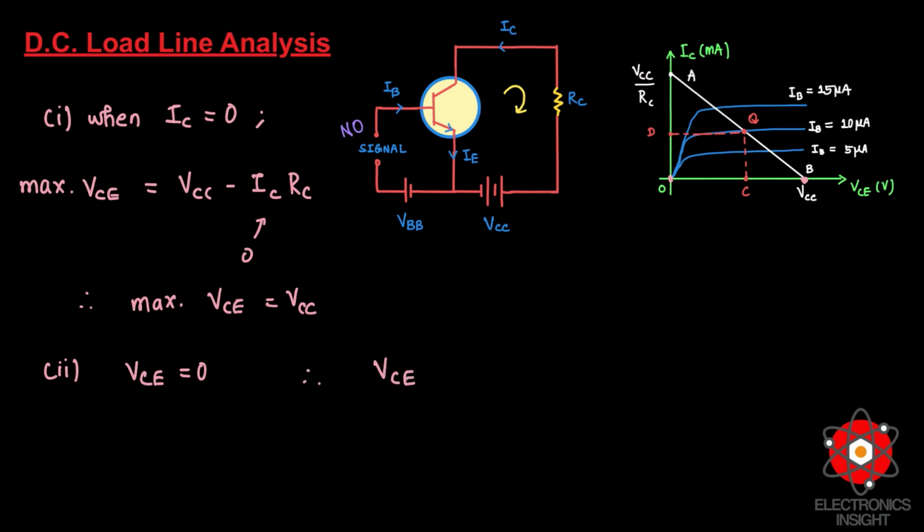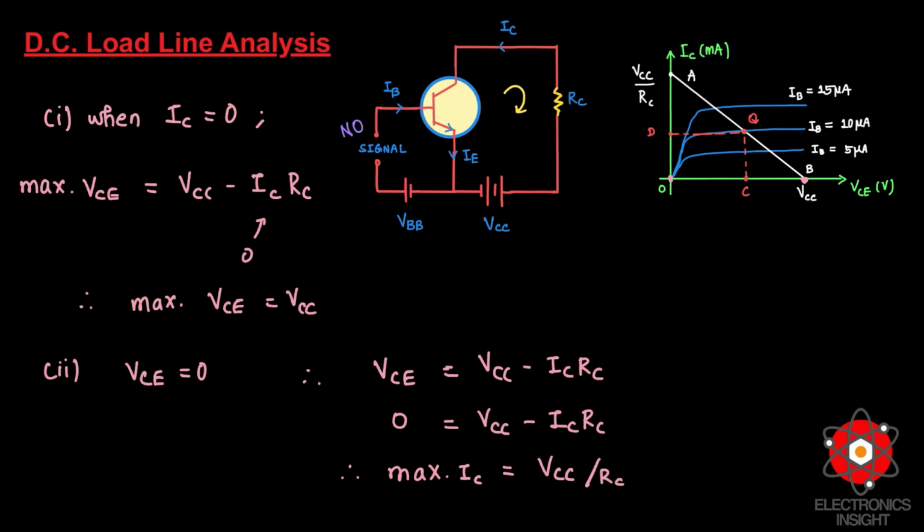So VCE, the equation we know, is VCC minus IC times RC. And VCE is 0, so we will substitute that. So this becomes VCC minus IC RC equal to 0. Therefore, from this you get the maximum IC, which is equal to VCC by RC. That point I have marked here as A. So this is the second point on the collector current axis. Now by joining these two points, you can see here that the DC load line AB is constructed.